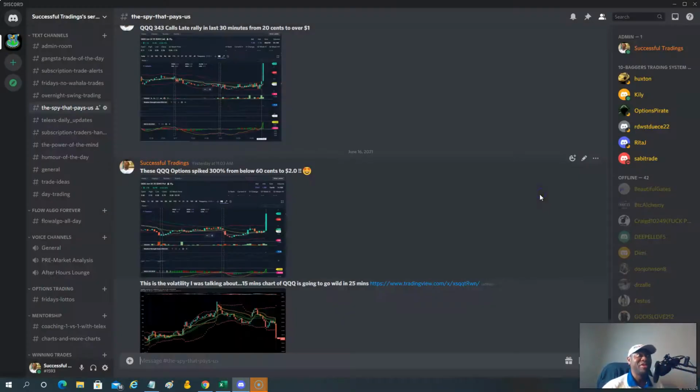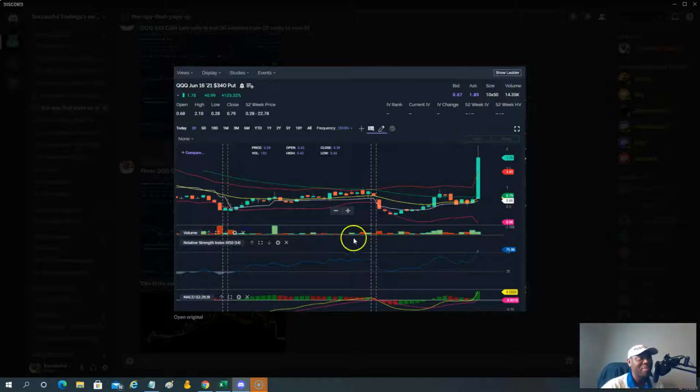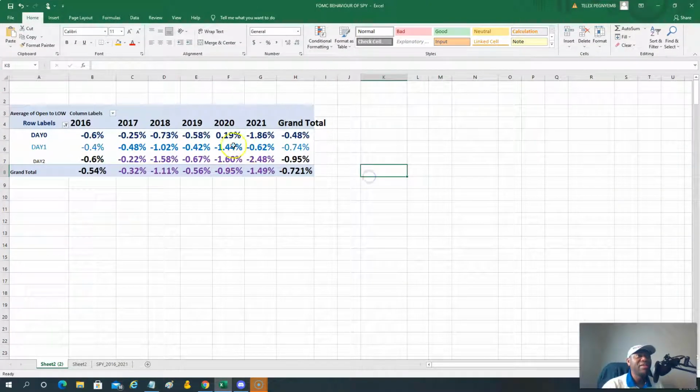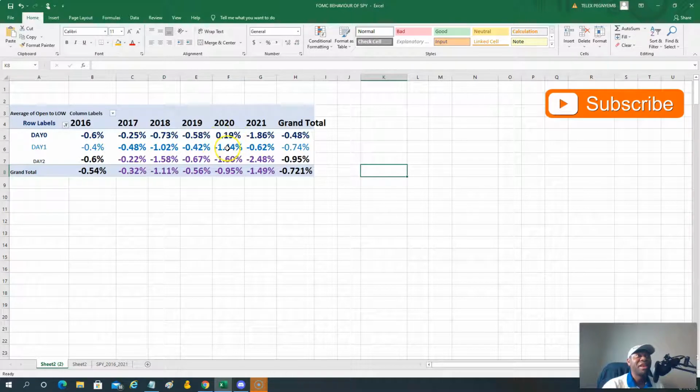A lot of people are searching for that. I'm not so sure on that. So this is from my broker, Power E-Trade, where I easily track the chart of the option. And there's a video on this channel on how to do that. So in any case, long story short, these are the moves from open to low year after year on day zero after the FOMC.